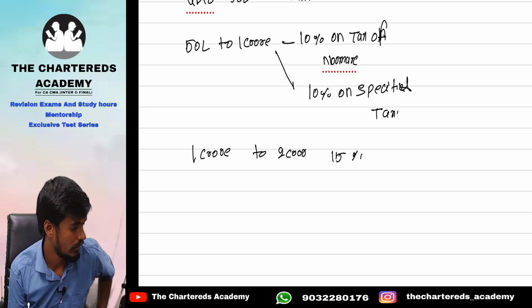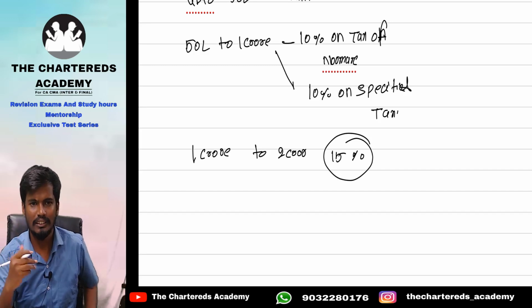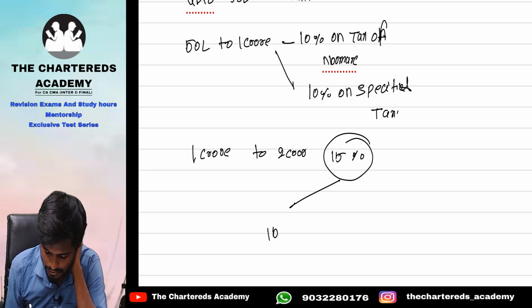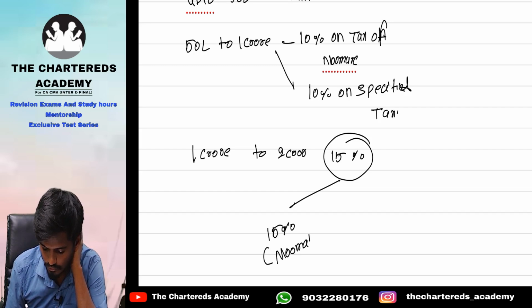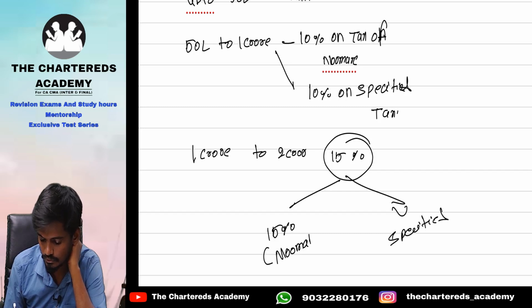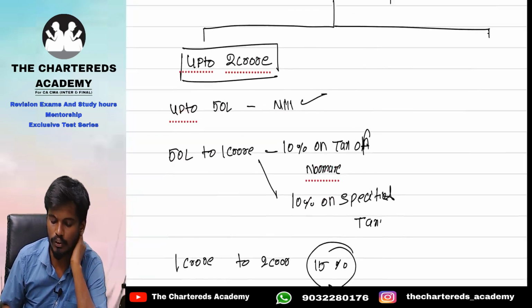15%. Sir, if your total income is up to 2 crores, 15% surcharge on normal income and 15% surcharge on specified income. Okay, sir. This is all about your total income.